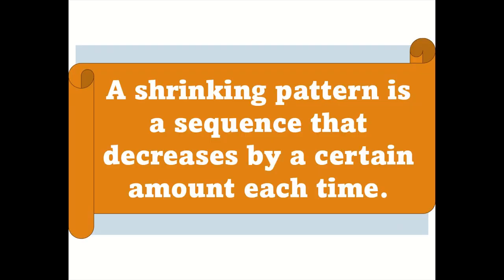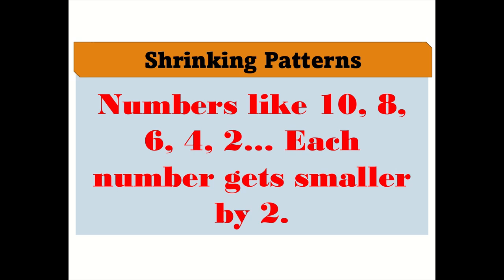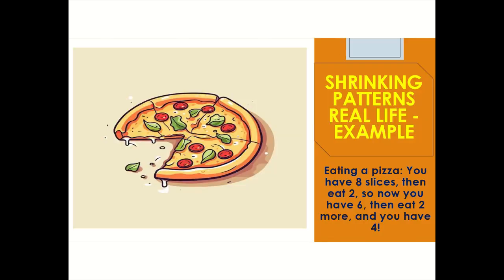Shrinking patterns. A shrinking pattern is a sequence that decreases by a certain amount each time. Numbers like 10, 8, 6, 4, 2. Each number gets smaller by 2. Shrinking patterns real-life example: eating a pizza. You have 8 slices, then eat 2, so now you have 6, then eat 2 more, and you have 4.